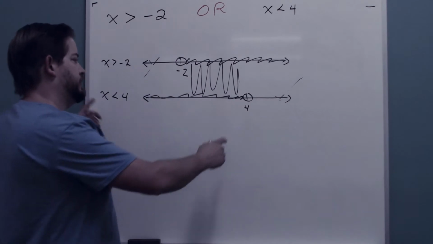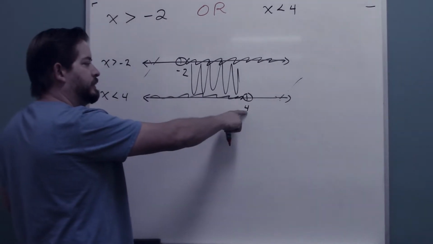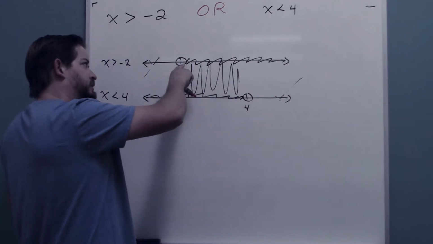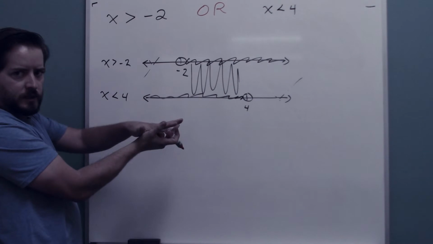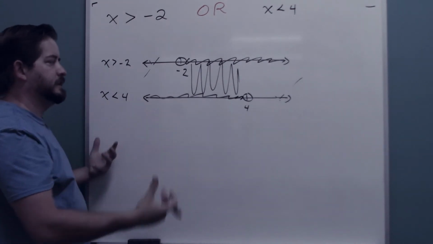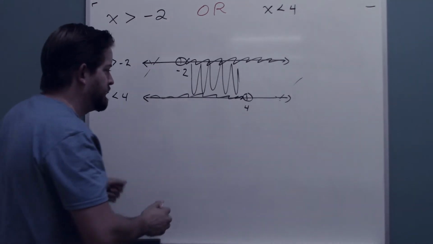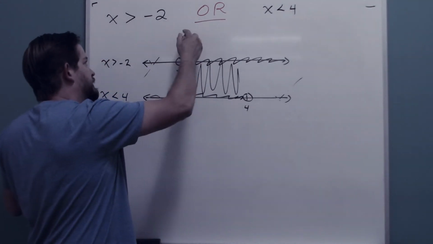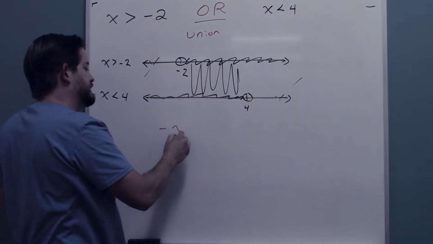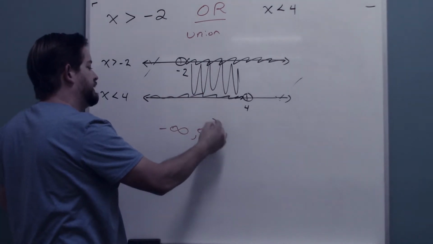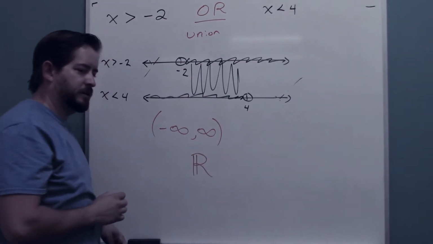And so it's all of the numbers between negative infinity, forever that way, all the way up to 4, but also all of these guys. And so if I push these together in a union, it's everything. Every single number is either on the bottom or the top or both. And so with my or, this is the union. We can pictorially see that this is simply negative infinity to infinity, or another way of writing that is just simply the double-barred R.